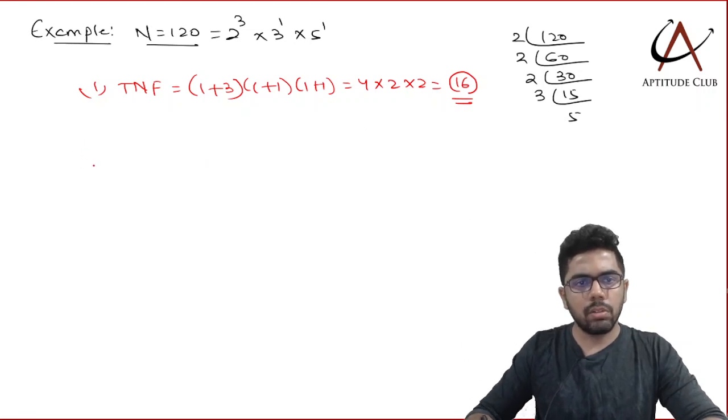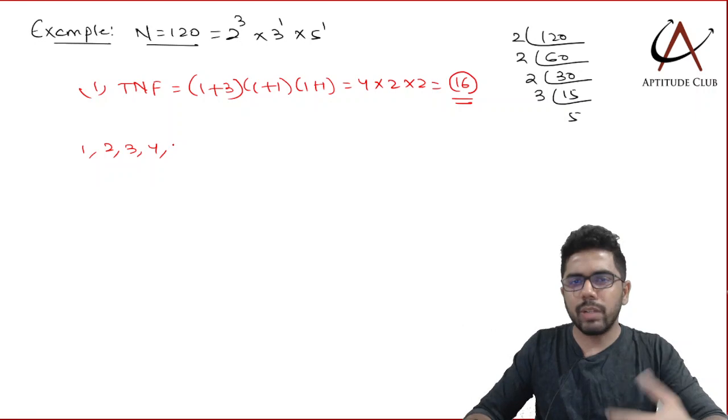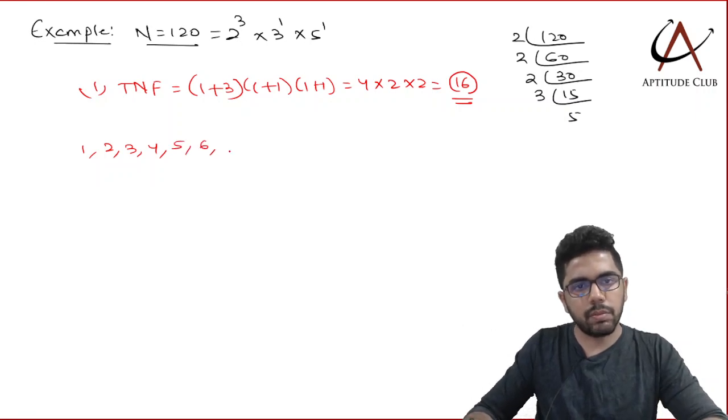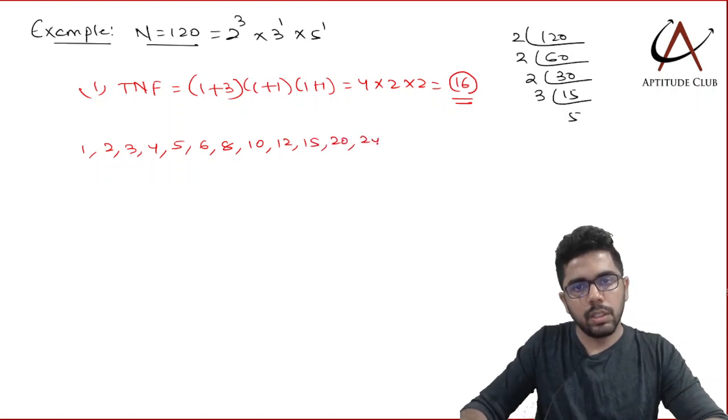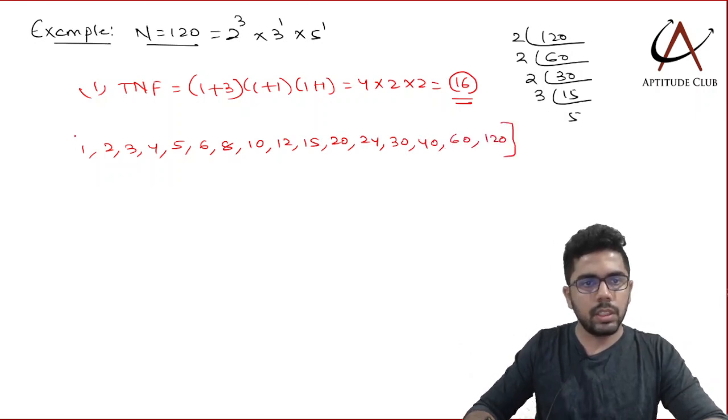If I want to write down also, I can write 1, 2, 3, 4. You don't need to write every time, just for understanding. 5, 6, 8, 10, 12, 15, 20, 24, 30, 40, 60 and 120. These are the 16 factors.